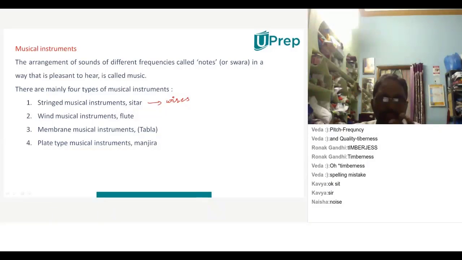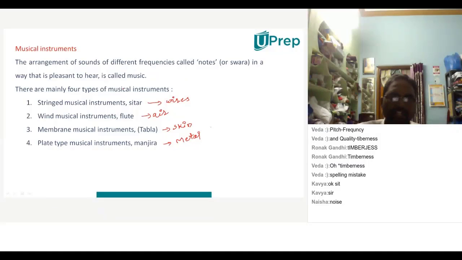For wind musical instruments, maybe you know that some holes are there to have a flow of air. Wind musical instruments use air, and air is made to vibrate with different frequencies by using these instruments. In membrane musical instruments, some kind of skin, skin of animals, is used. In plate type musical instruments, generally some kind of metal disc is there. So in stringed instruments wires are used, in wind instruments air is used, in membrane instruments the skin of a few animals is used, and in plate type instruments metallic plates are used.